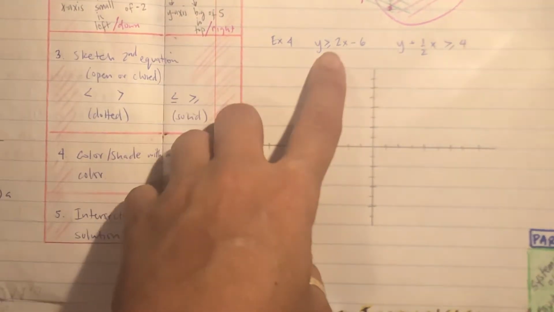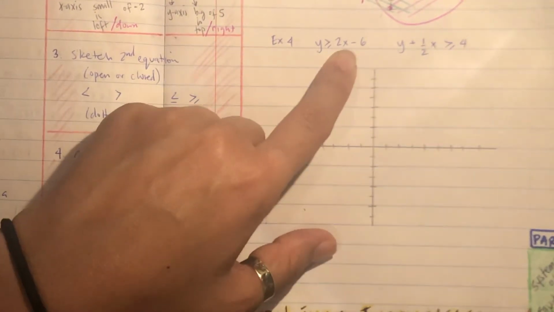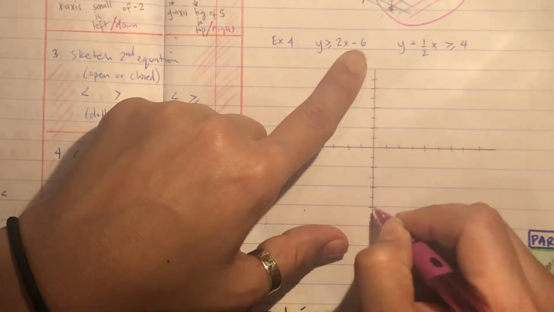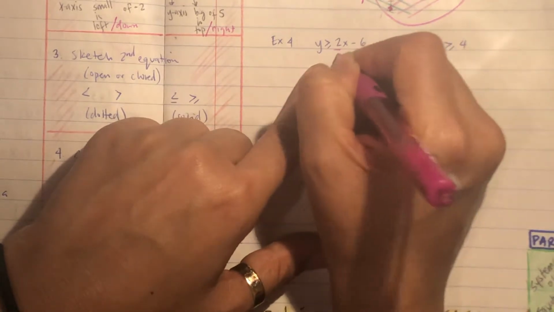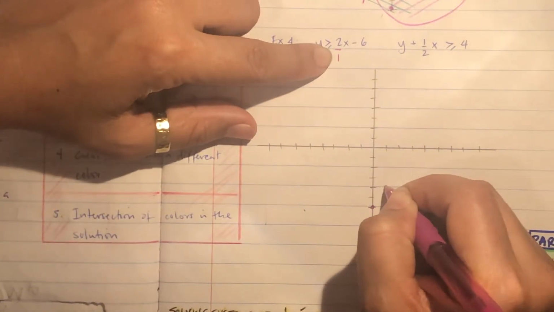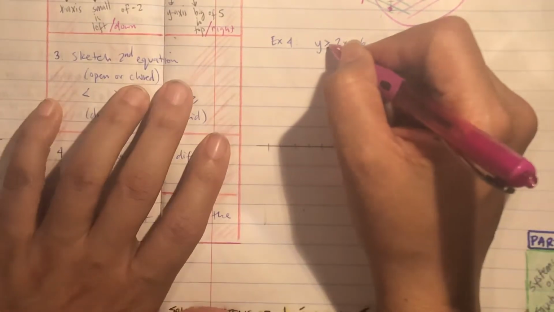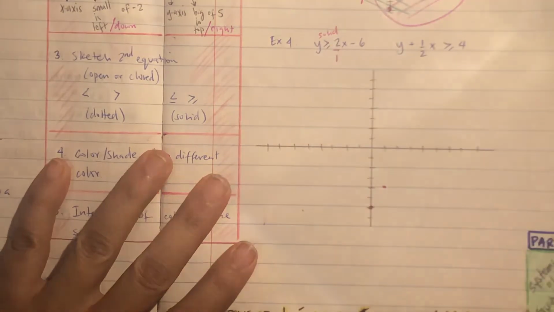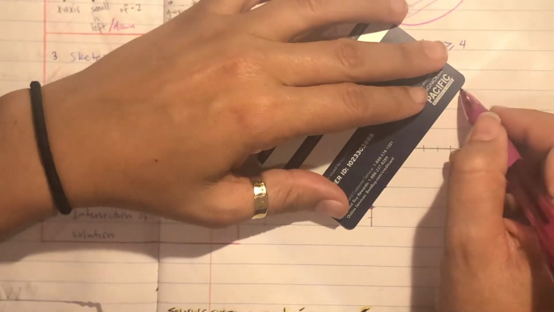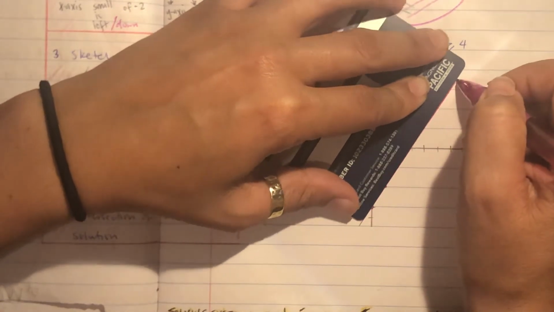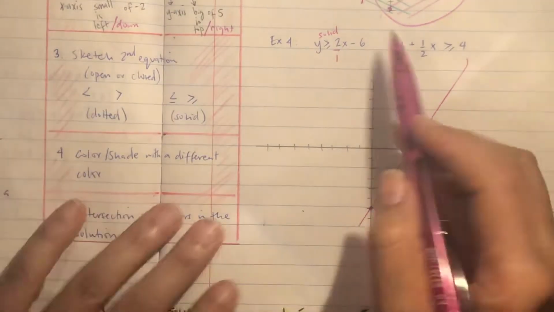All right, final example. This is y equals, so we're going to find the y-intercept, which is negative 6. 1, 2, 3, 4, 5, 6. And then make this a fraction, rise 2, run 1, rise 1, 2, run 1. And then is it solid or open? It's solid, so this is a solid line. Okay, so I can just join a nice solid line.